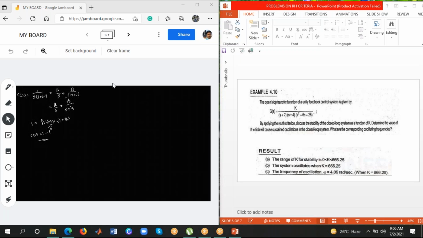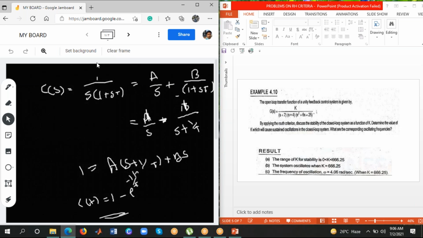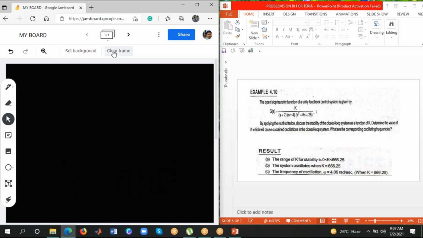So you can see the question here. The open loop transfer function of a unity feedback control system is given by G of s equals K divided by s plus 2 into s plus 4 into s square plus 6s plus 25. Now this is the question they have given, and what we are going to find is: by applying Routh criterion, discuss the stability of the closed loop system as a function of K. So here we are going to find the K value which makes the system stable.